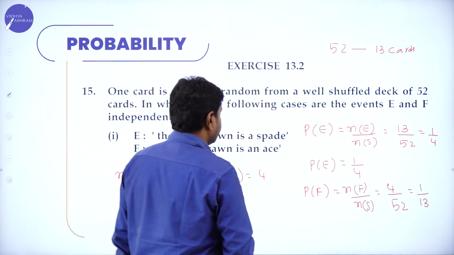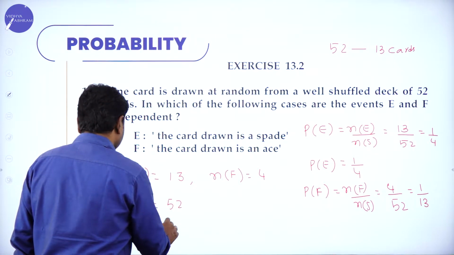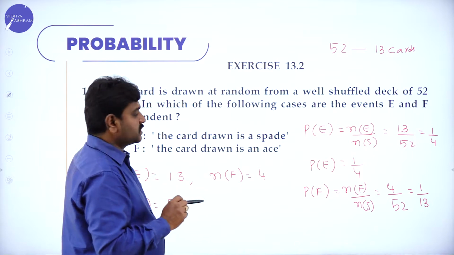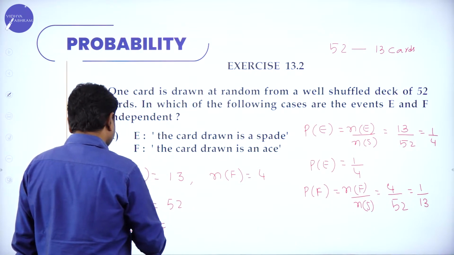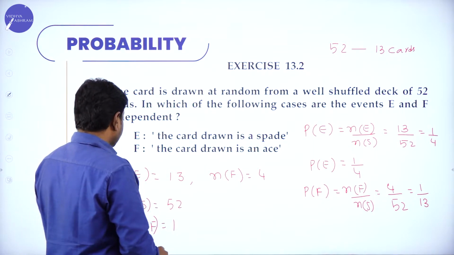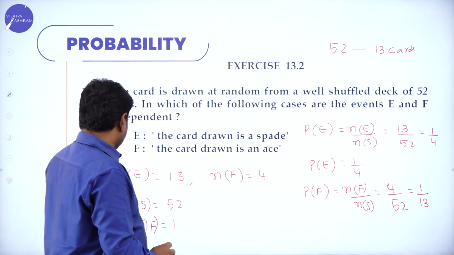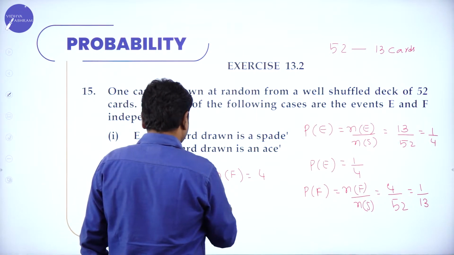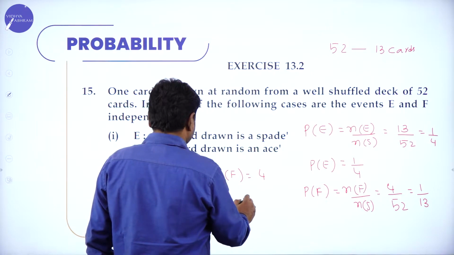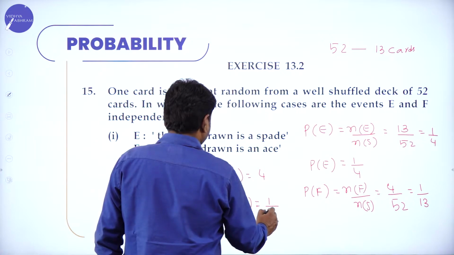Now E intersection F. E intersection F means common elements. So out of 4 aces, we'll have 1 ace which is a spade. So N of E intersection F means the card should be spade as well as an ace. So N of E intersection F is 1. So now P of E intersection F. What is P of E intersection F? P of E intersection F is 1 by 52.